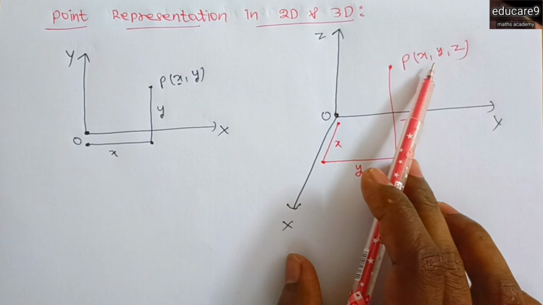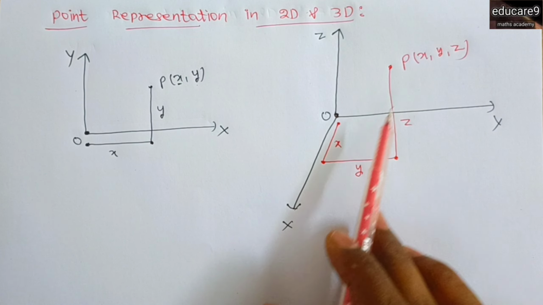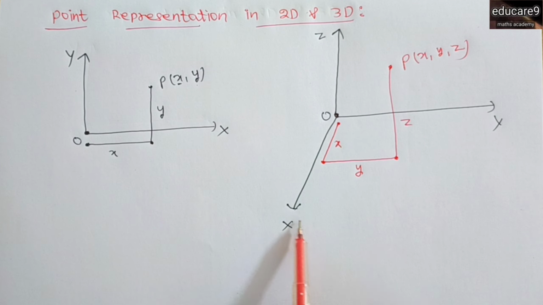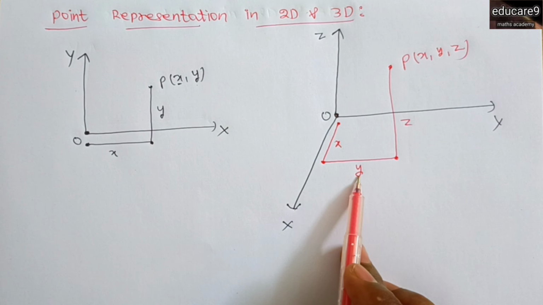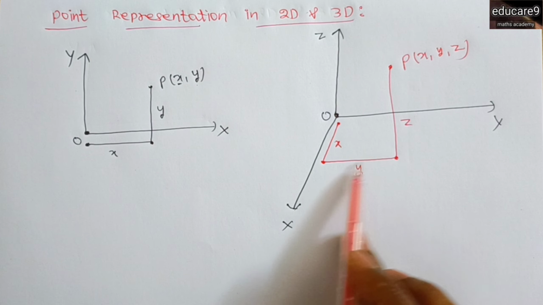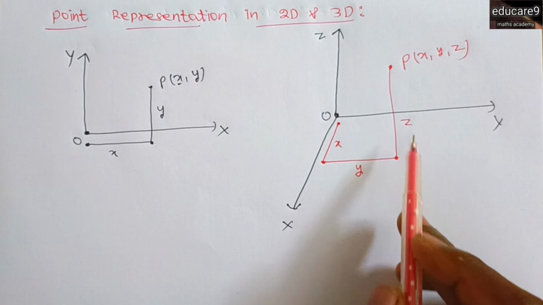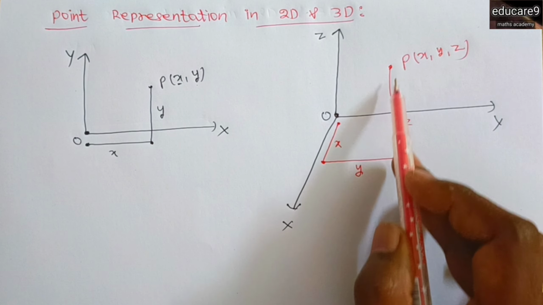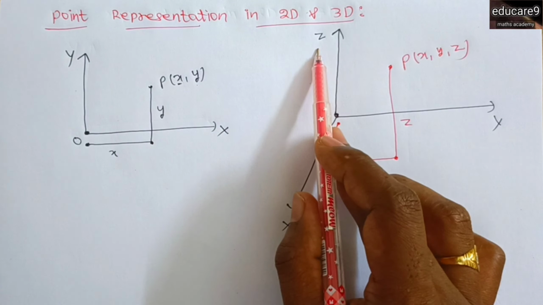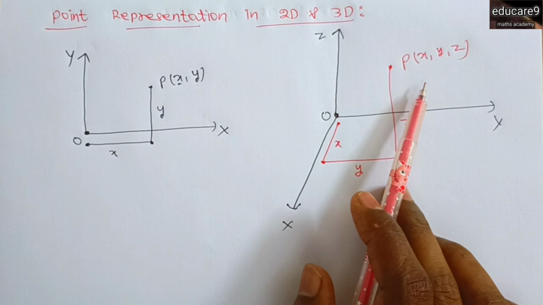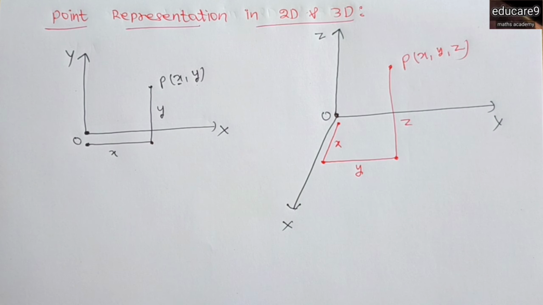Here the coordinate x is the distance travelled by a person along the x-axis, y is the distance travelled by a person along the y-axis, and z is the distance travelled by a person along the z-axis. So this is the representation of a point in 3D.